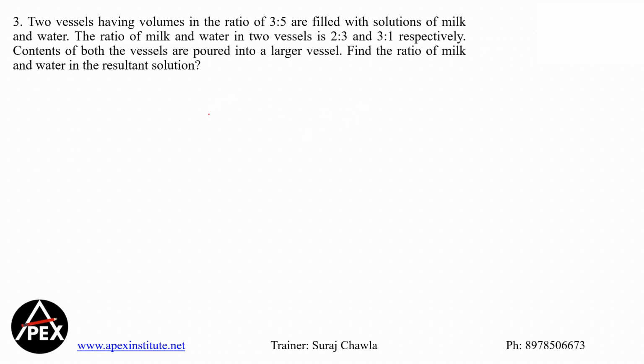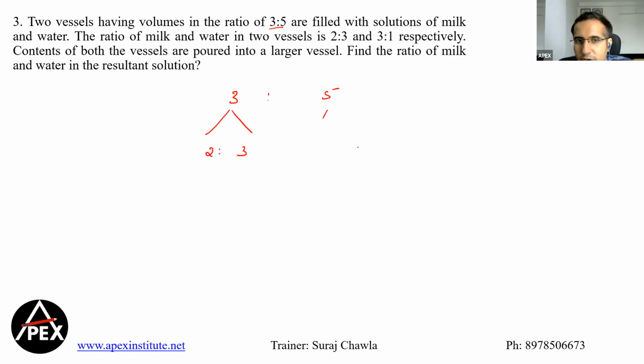Yes, so two vessels having volumes in the ratio of 3:5 is what I have. One of them has milk and water in the ratio of 2:3, and the second one has milk and water in the ratio of 3:1. Now again repeat, guys, this is 2/5 of total here, and this is 3/5 of total here. So this should be a multiple of 5, and this should be a multiple of 4. 5 and 4, the LCM is 20, so I'm multiplying 20 on both the sides.